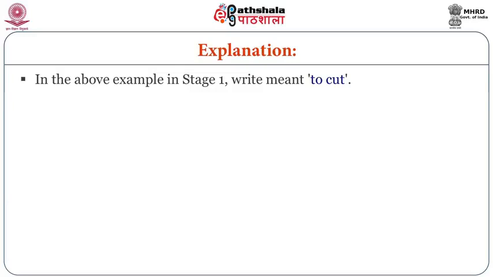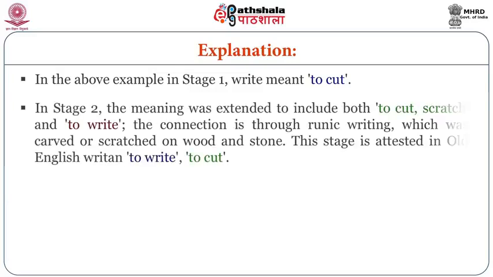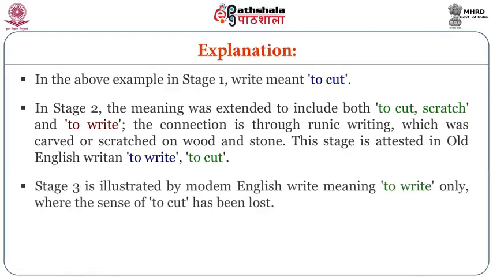In the above example, in stage 1, write means to cut. In stage 2, the meaning was extended to include both to cut, scratch, and to write. The connection is through writing, which was carved or scratched on wood and stone. This stage is attested in Old English writan, to write or to cut. Stage 3 is illustrated by modern English, where write means to write only, where the sense of to cut has been lost.